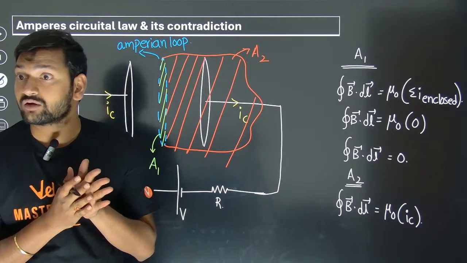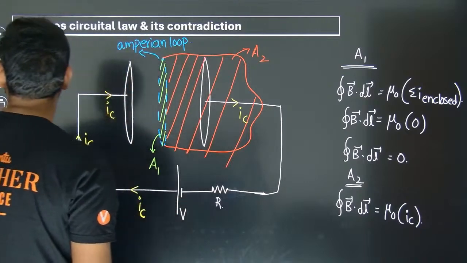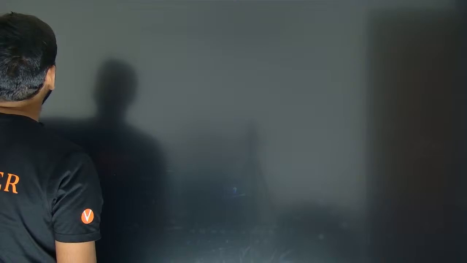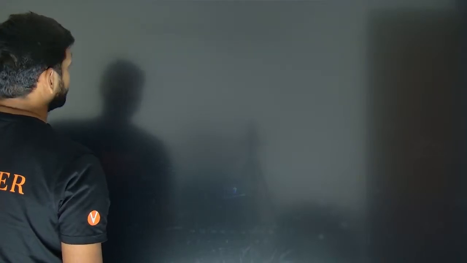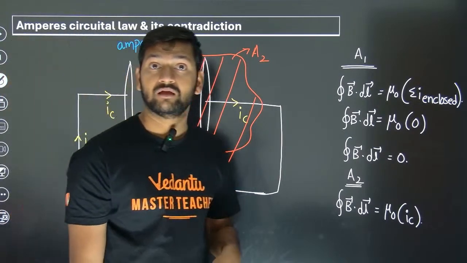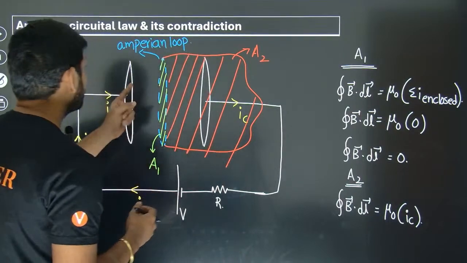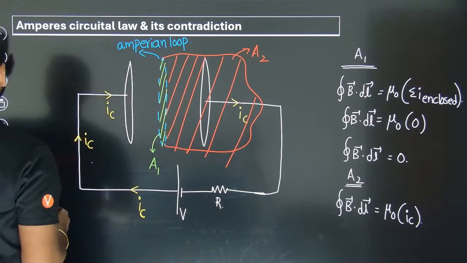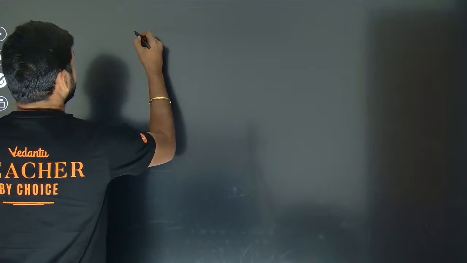So there is something wrong with this Ampere's circuital law. And what is that? We have to find out. That's what Maxwell has done. And for your kind information, what you have to keep in mind is that this capacitor is still getting charged. Let me draw that.